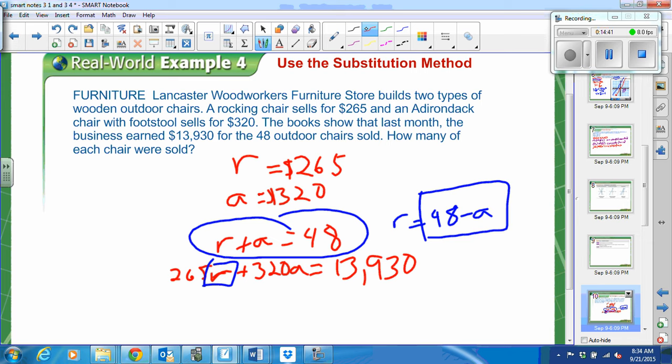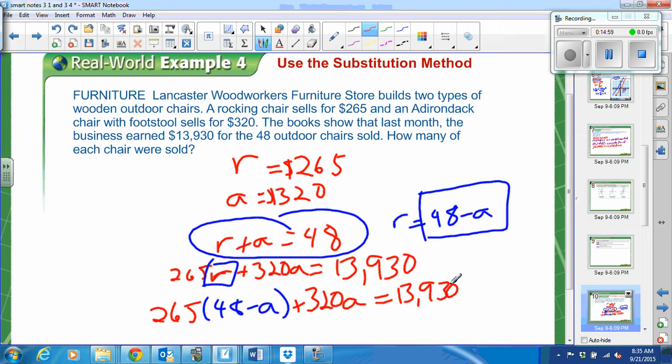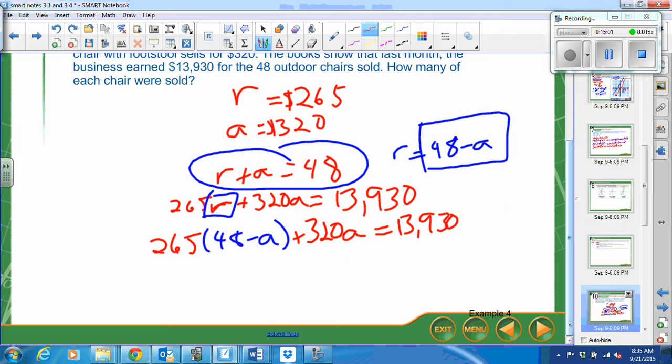So we're going to get 265 times 48 minus A plus 320A equals 13,930. And you'll know if you've substituted correctly because when you do, you should only have one variable left in your equation.